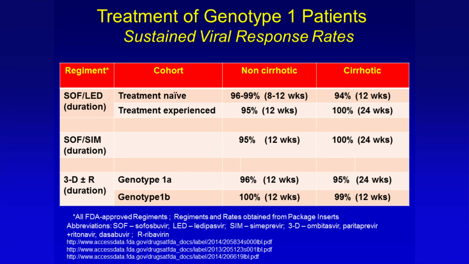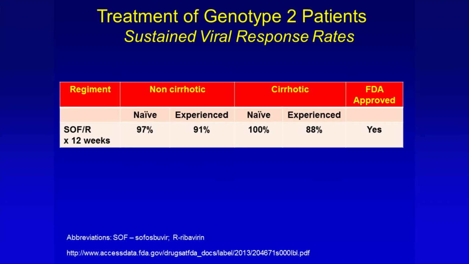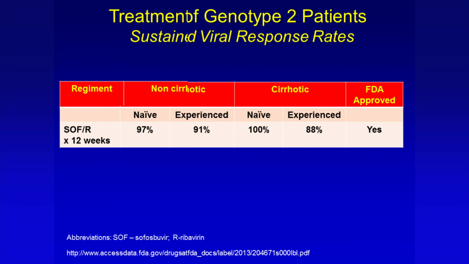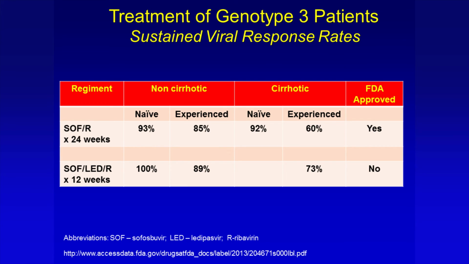Genotype 2, the data is very, very good. It's an approved regimen of ribavirin. For a cirrhotic experienced patient, we're trying to get pushed for 16 weeks off-label. Genotype 3 is probably the most frustrating, and I'm sure you'll have patients that you treated with sofosbuvir and ribavirin, expecting high cure rates, and they failed.